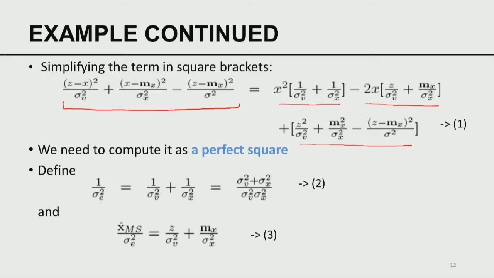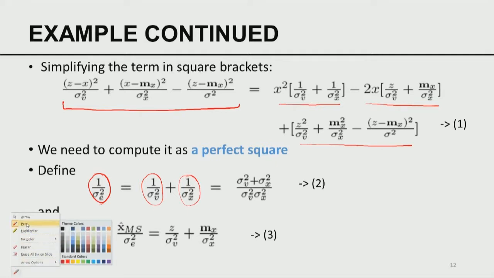To that end we are going to define a new quantity called sigma e square. I am defining 1 over sigma e square to be, in other words, the information. This is the reciprocal of the variance of the noise, and this is the reciprocal of the variance of the prior. So the sum of the reciprocals is the reciprocal of sigma square e, which can be rewritten like this. I can also concoct a quantity called x hat ms divided by sigma square e, which is given by this quantity, using 2 and 3.